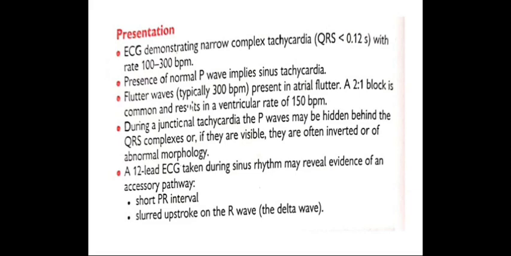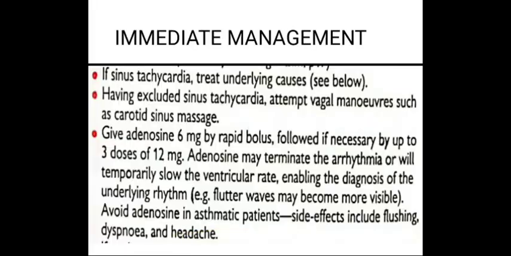During junctional tachycardia, the P wave may be hidden behind the QRS complex or visible. They are often inverted or of abnormal morphology. Next, a 12-lead ECG taken during sinus rhythm may reveal evidence of an accessory pathway, that is short PR interval, slurred upstroke on R wave, the delta waves. This is the presentation. Then we will see what is the immediate management.